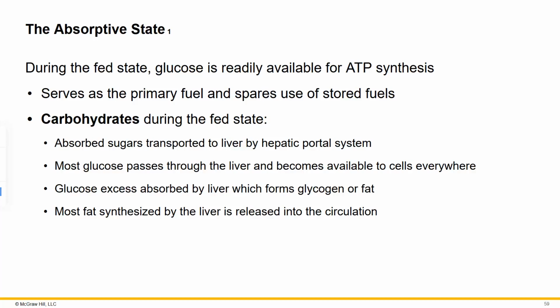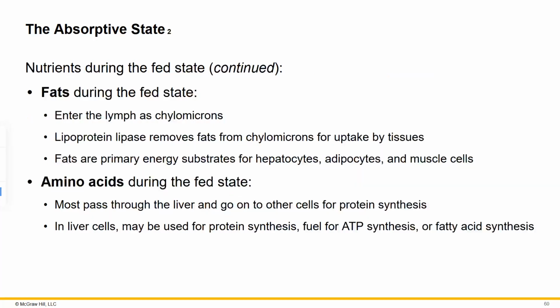So during the fed state, glucose is readily available for ATP synthesis. It serves as a primary fuel and spares use of stored fuels. Carbohydrates during the fed state: absorbed sugars are transported to the liver by the hepatic portal system. Most glucose passes through the liver and becomes available to cells everywhere. Excess glucose is absorbed by the liver, which forms glycogen or fat, and most fat synthesized by the liver is released into the circulation.